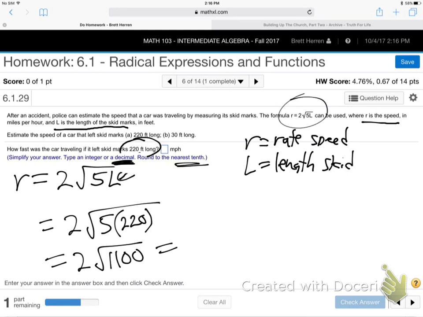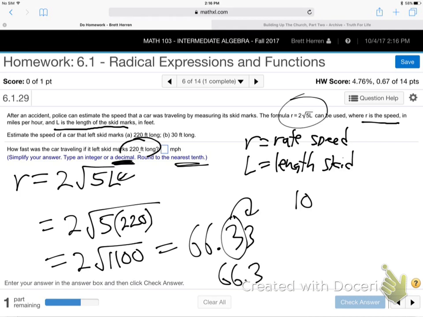I really have no idea what it is. Nobody got an answer? Did you get an answer? 66 point what? Can you give me one more? 3.